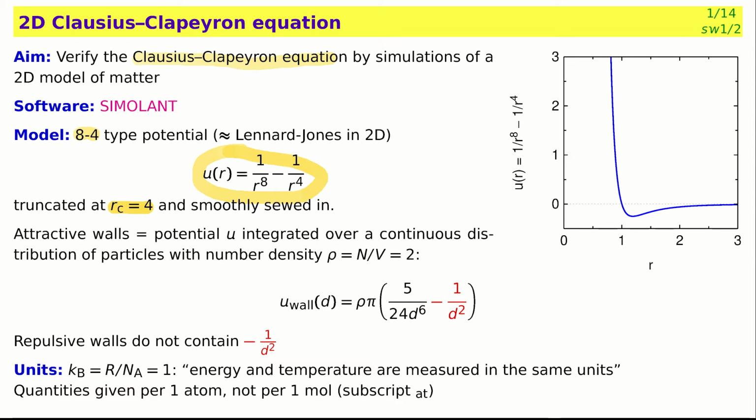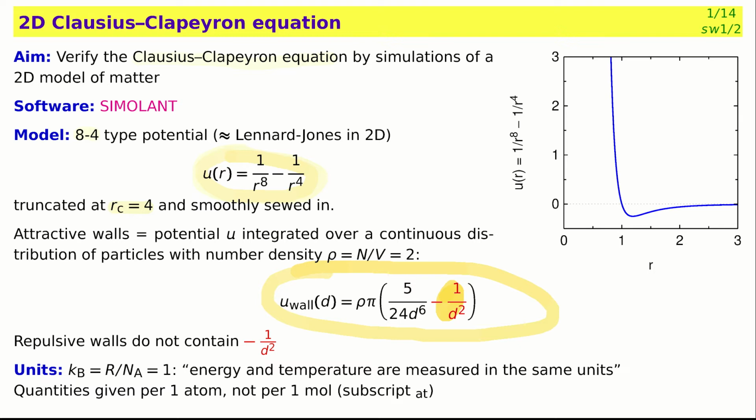In addition to this model, we have walls. The walls are composed of the same type of atoms but smoothed in the wall, that is, integrated over the wall. If we do this, we'll get this potential. The attractive part contains this negative term. Negative means attractive, and the repulsive wall doesn't contain this attractive part.